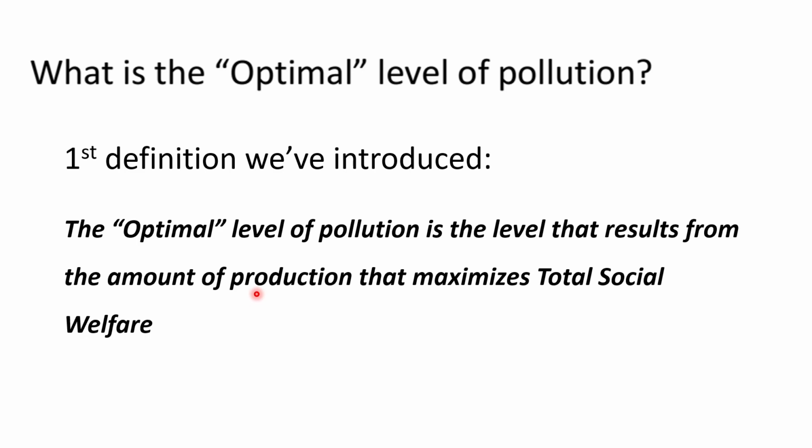Now, the first definition we introduced back in chapter 3 is that the optimal level of pollution is the level that results from the amount of production that maximizes total social welfare. Now, the focus here is on production of goods. For example, if we decided that society optimally should produce 1,000 automobiles, then whatever pollution comes from the production of the 1,000 automobiles, we would deem to be optimal. So the pollution is an afterthought. The focus is on production.